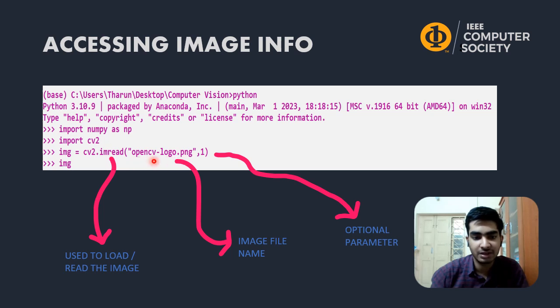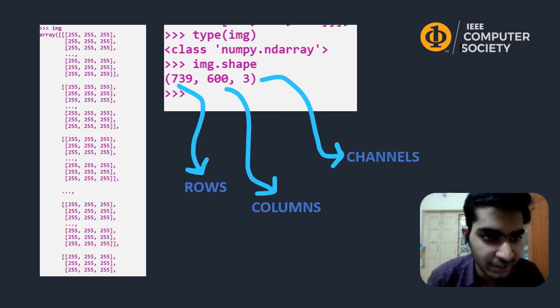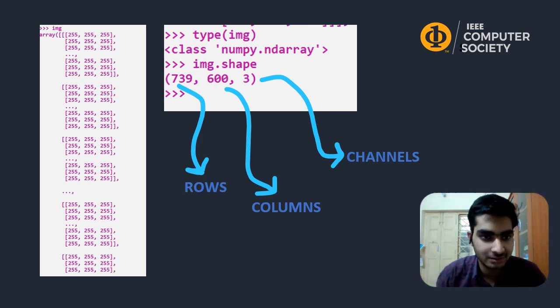So opencv logo.png, and this is an optional parameter. Here 1 means we are reading the image as a color image. As soon as we read an image, we will get an output like this. These are the pixel values. Every image has pixel values, so it prints the values in the form of an array.